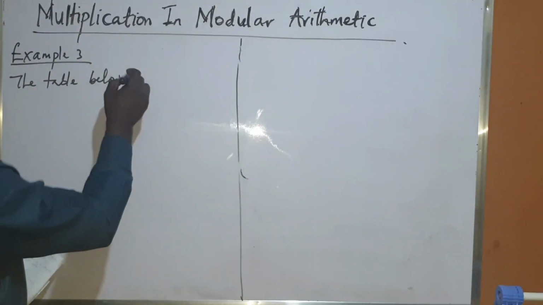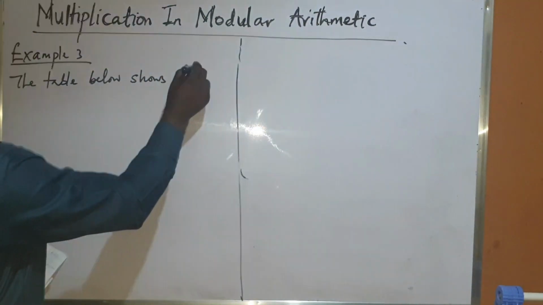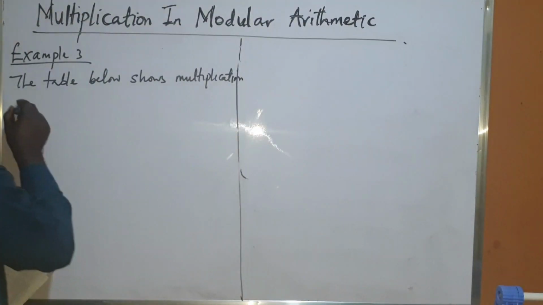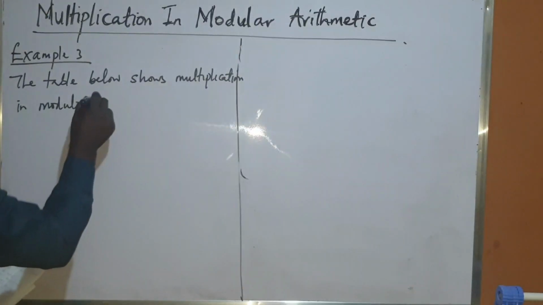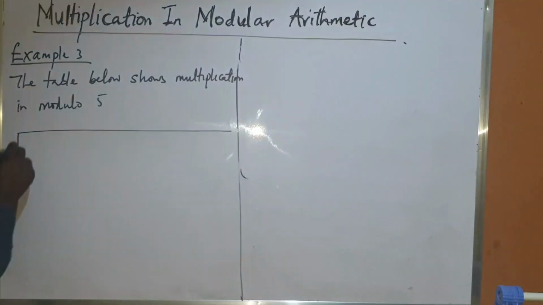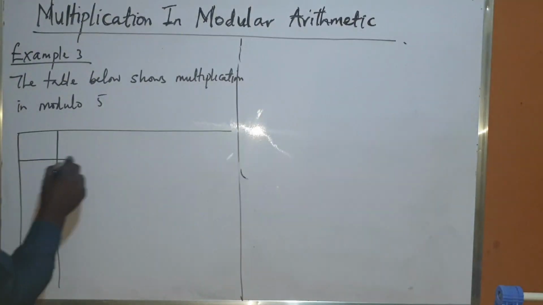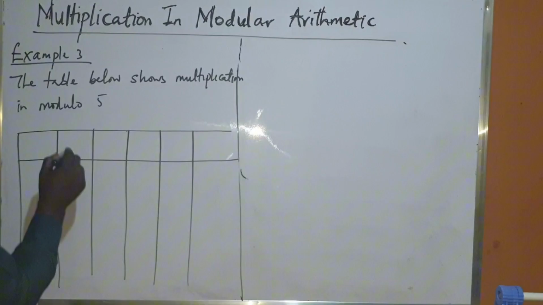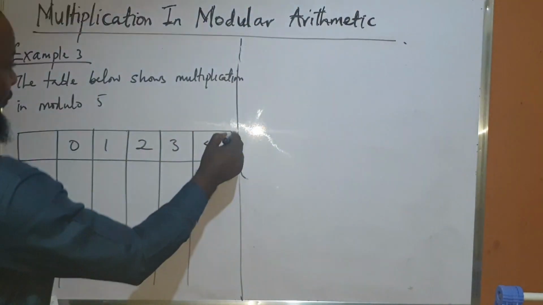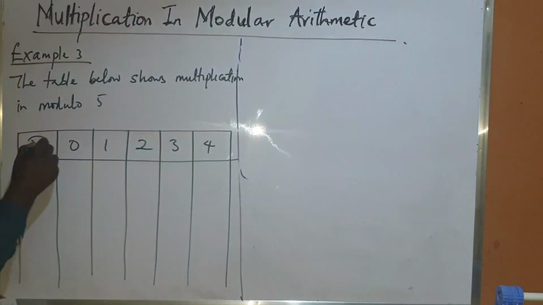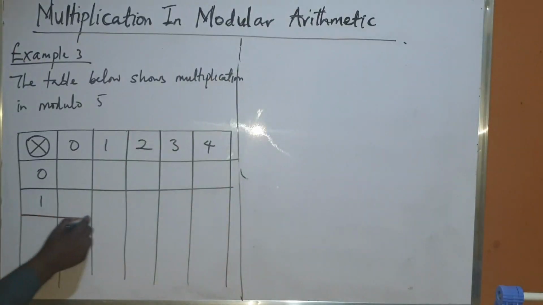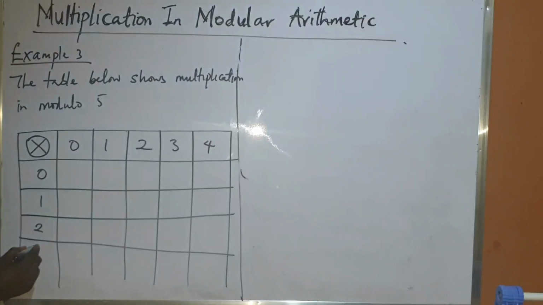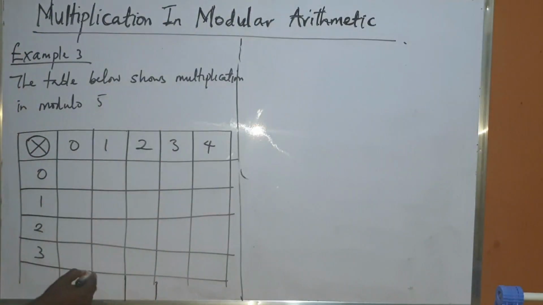shows multiplication in modulo 5. So we have the table here. We have 0, 1, 2, 3, 4. It can't go beyond 4, right? So we're going to have multiplication here. We put our clock sign here, put it in clockwise. So that's going to have 0, 1, 2, 3, and the last one is 4 here, right? And 4. So you can see there are 5 digits: 1, 2, 3, 4, 5.